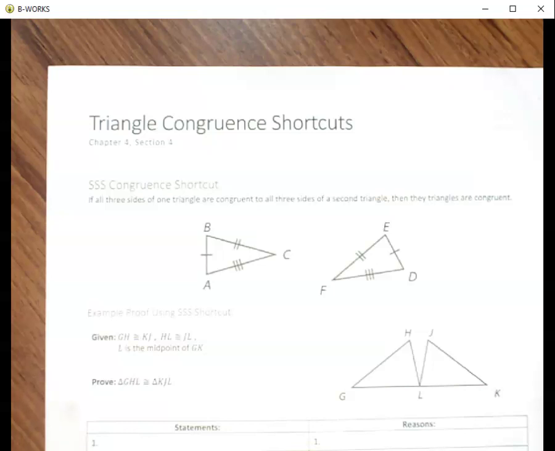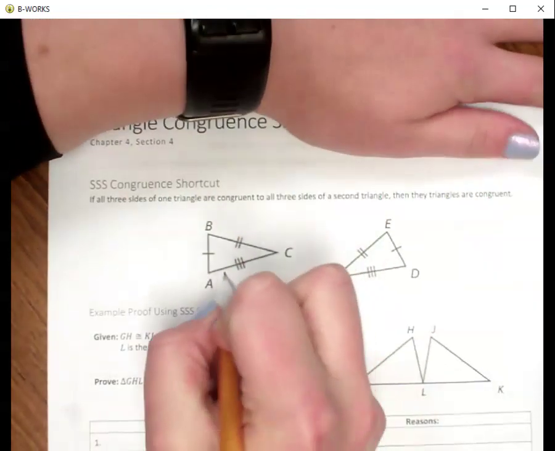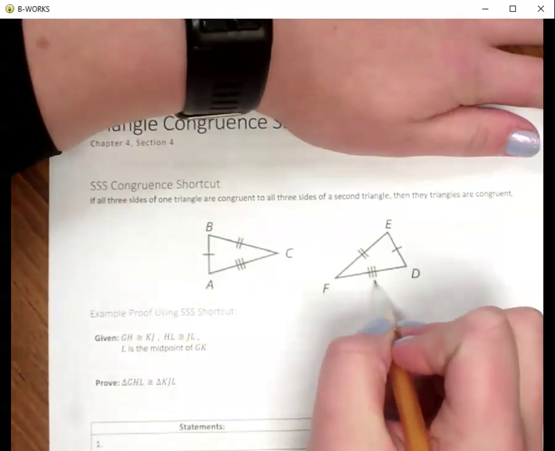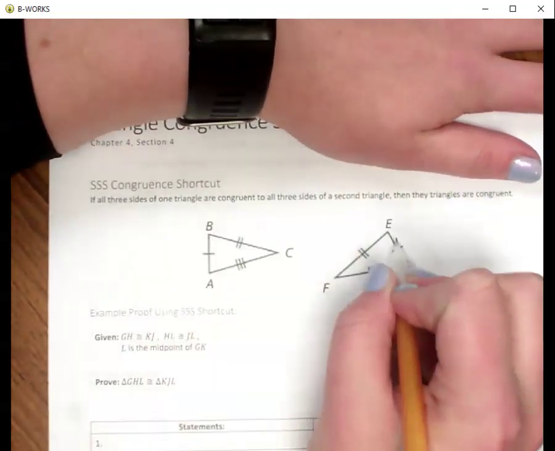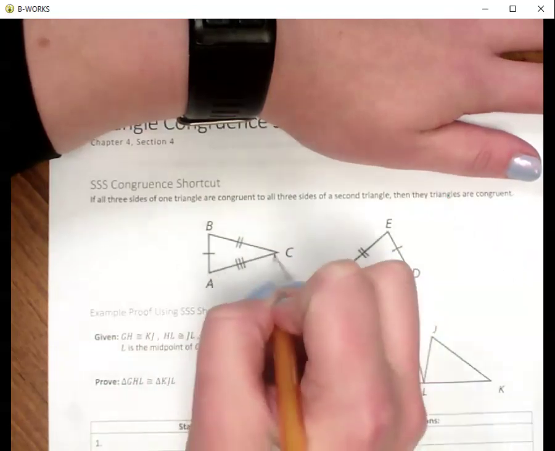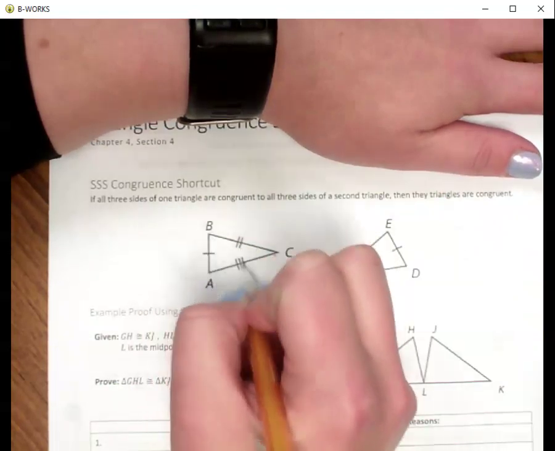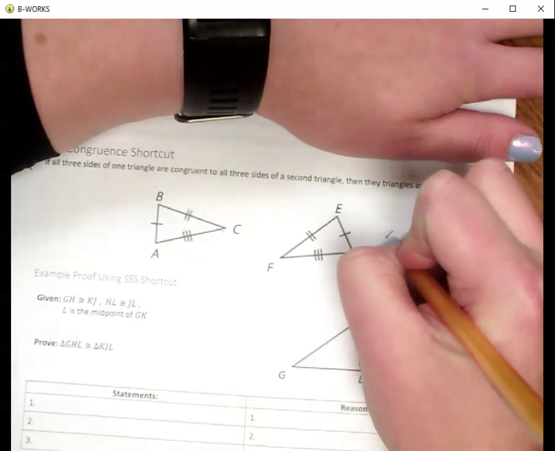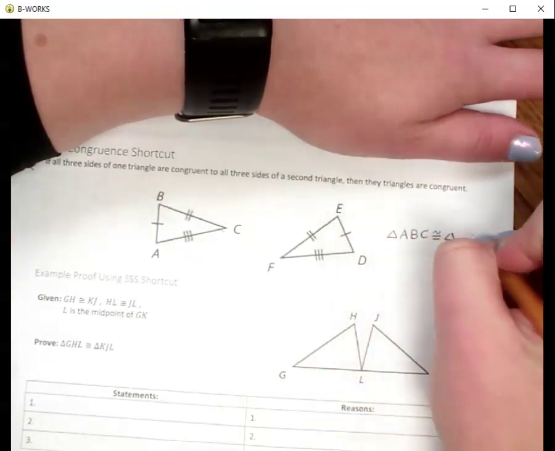So there are four shortcuts total. The first one is side, side, side. That says if all three sides of one triangle are congruent to all three sides of another triangle, then the two triangles are congruent. Here we've got AB congruent to DE, BC congruent to EF, and AC congruent to DF. We don't know anything about these angles, but since all three pairs of corresponding sides are congruent, we can say triangle ABC is congruent to triangle DEF.